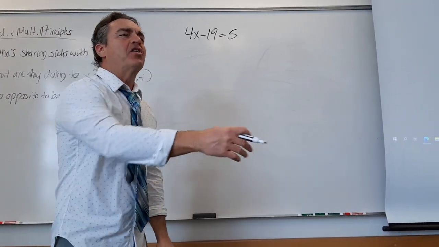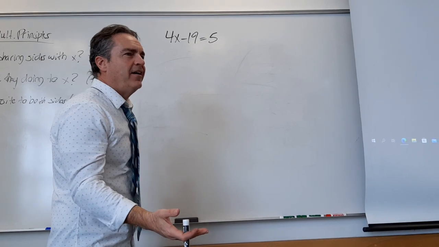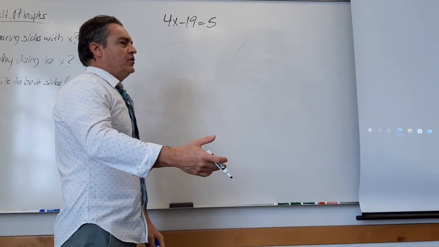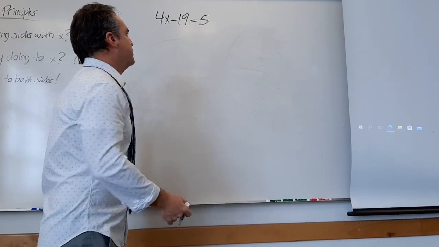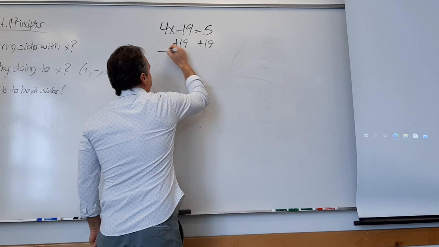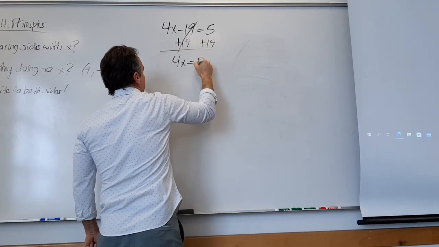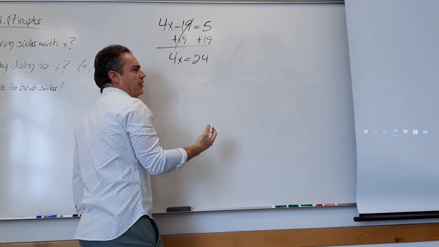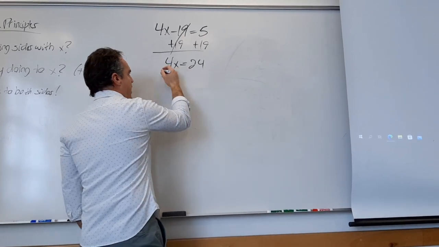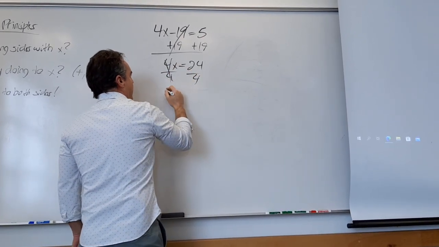Look up here. Who's sharing sides with x? 4 and 19. So we want to get rid of which one first? 19, because of the addition principle. So what are we going to do? Add 19. What we do to one side, we have to do to the other. This cancels. We get 4x equals 24. Now what do we do? Divide. 4 is sharing sides. It's being multiplied. So we're going to divide by 4, divide by 4, and x equals 6.